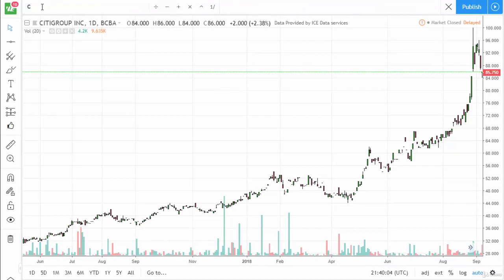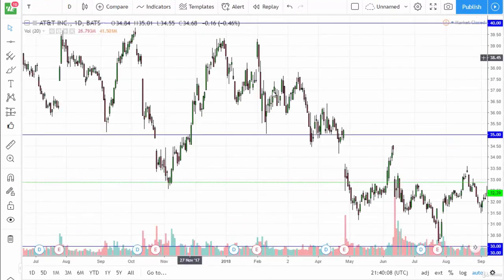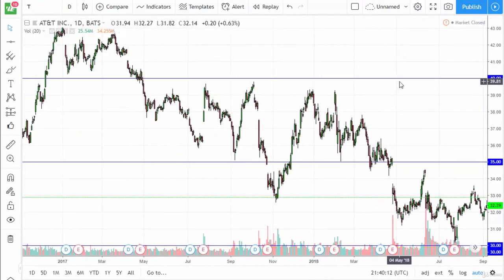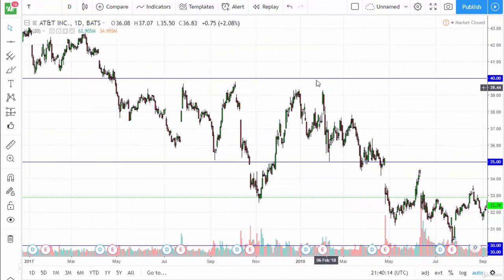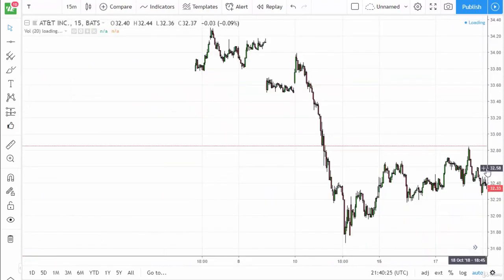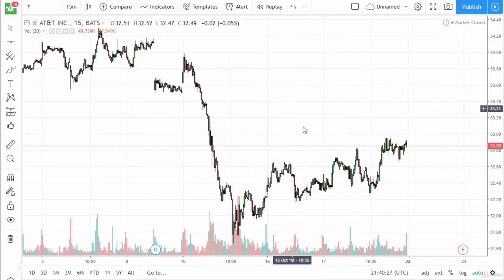Let's go ahead and look at a couple other examples before we move on so that you get this down. This is AT&T, and this is a daily chart. But you can see I have major levels drawn out. You can do the same thing on short-term charts. So if you were to take a short, you could ride it all the way down to 35. Let's go ahead and move to the 15-minute chart. You can see that we have a nice grind here.